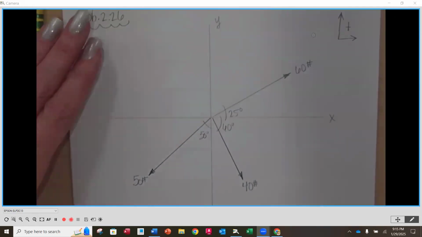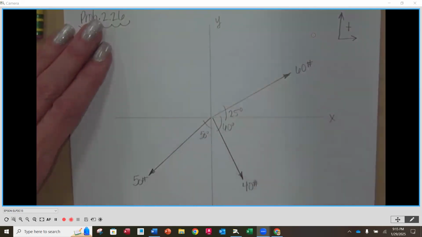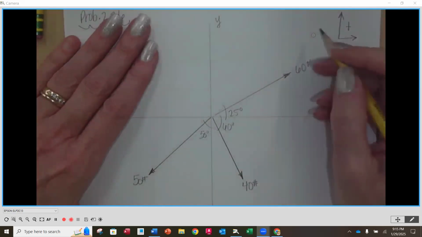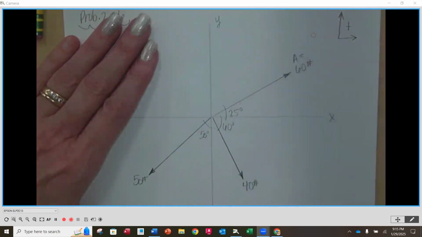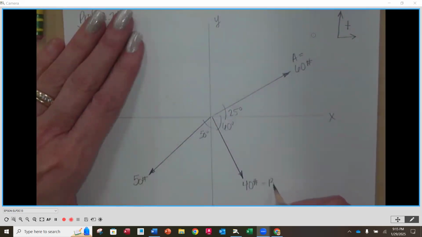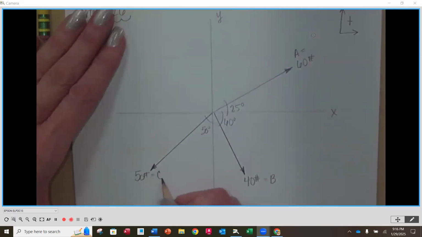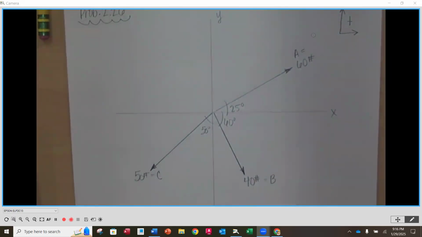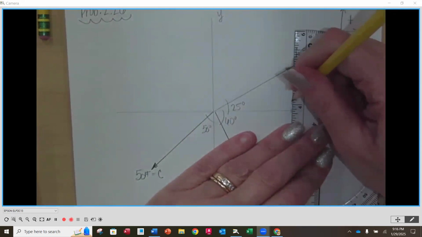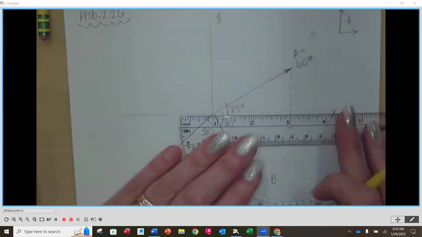Okay. All right. So since all three of these forces are not on the X and Y axis, I need to get the components for each one of those. So I'm going to have to call something X and Y. So I'm going to call this force A. I'm going to call this one force B, and the 50 force C. Okay. Just being arbitrary. You could call it F1, F2, F3, whatever you want. And then I'm going to draw my X and Y components for each one of these.